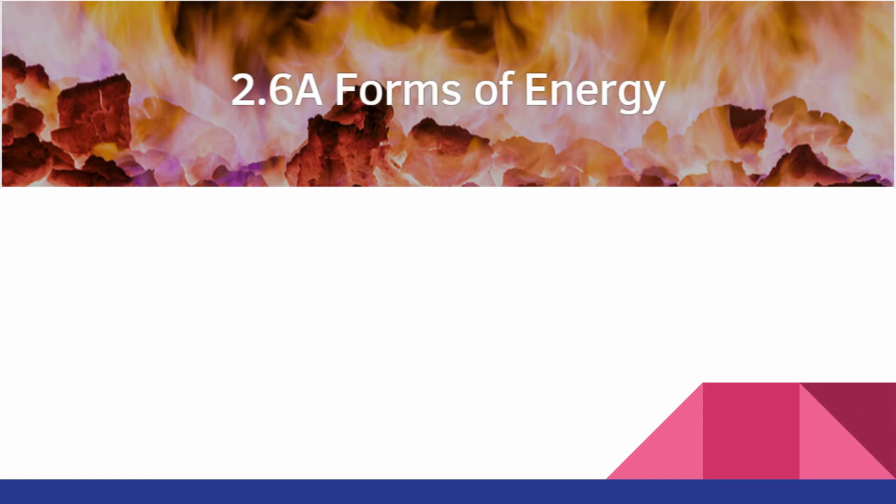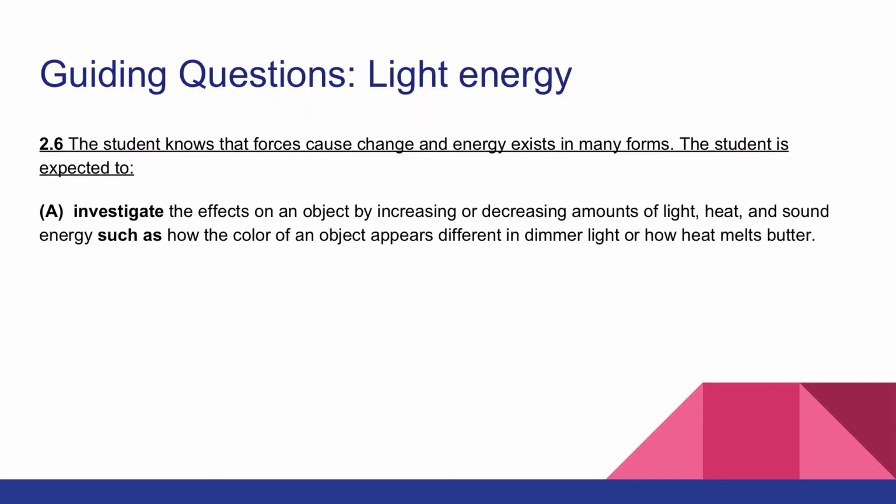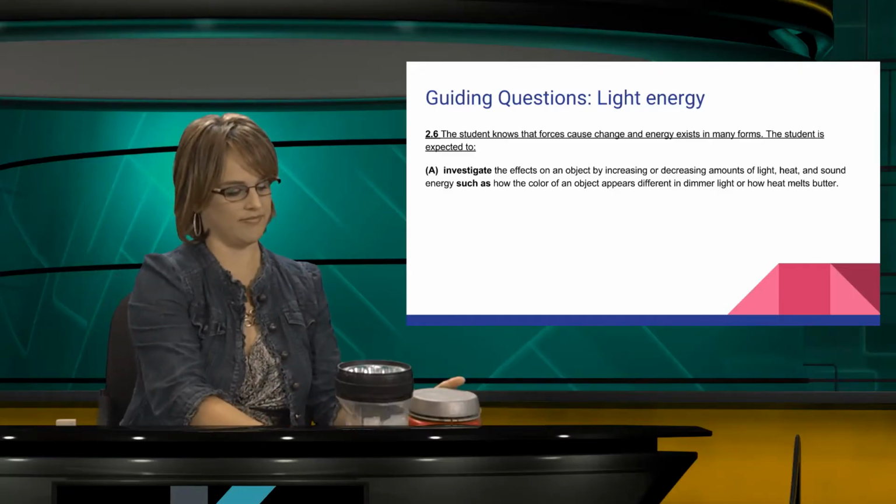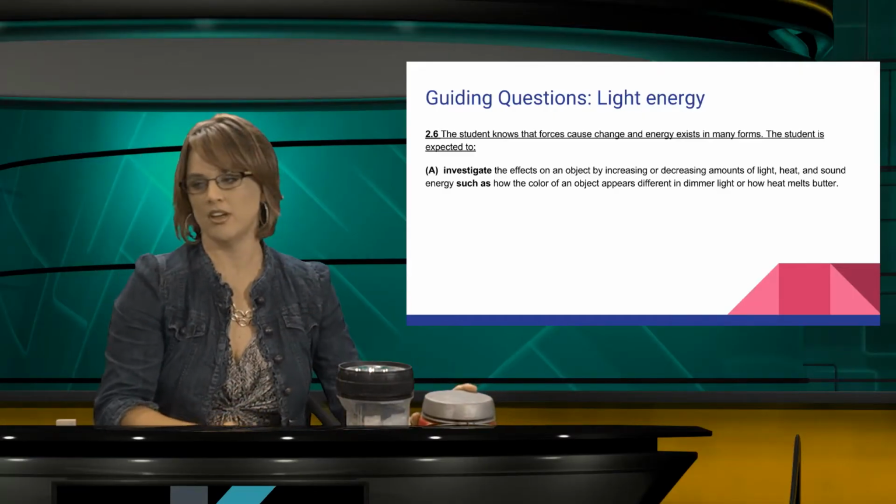So the next part of 2.6 is 2.6a, in which the students are going to investigate using all sorts of different tools, a flashlight and a hot plate, in order to determine increasing and decreasing amounts of light, increasing and decreasing amounts of heat, and increasing and decreasing amounts of sound. This connects to ideas such as the color of an object appearing different due to the amounts of light, and also how butter might melt with increasing or decreasing amounts of heat.